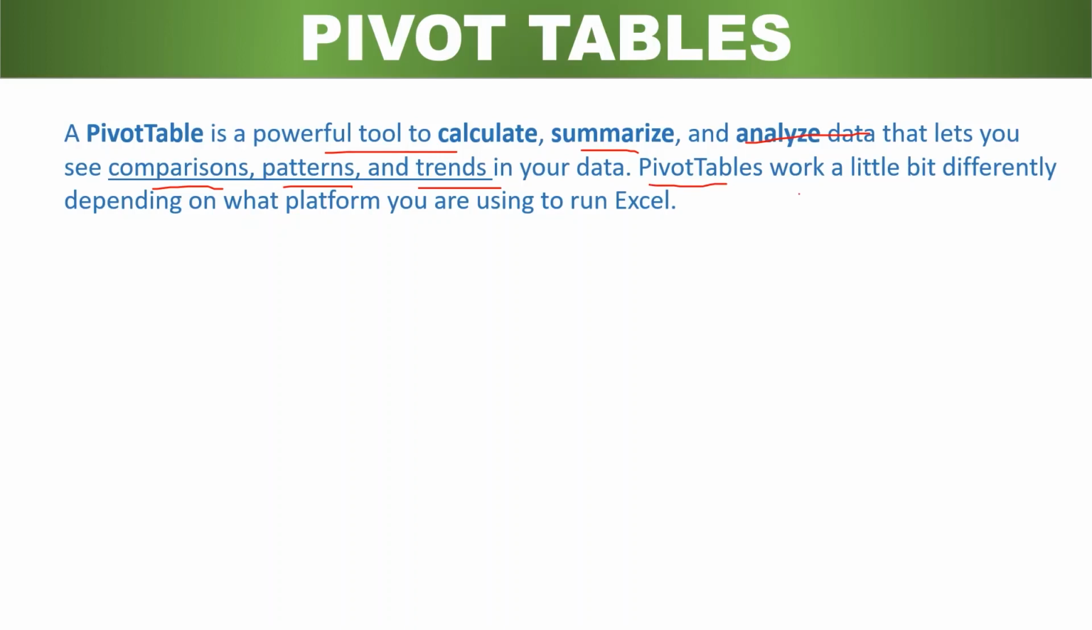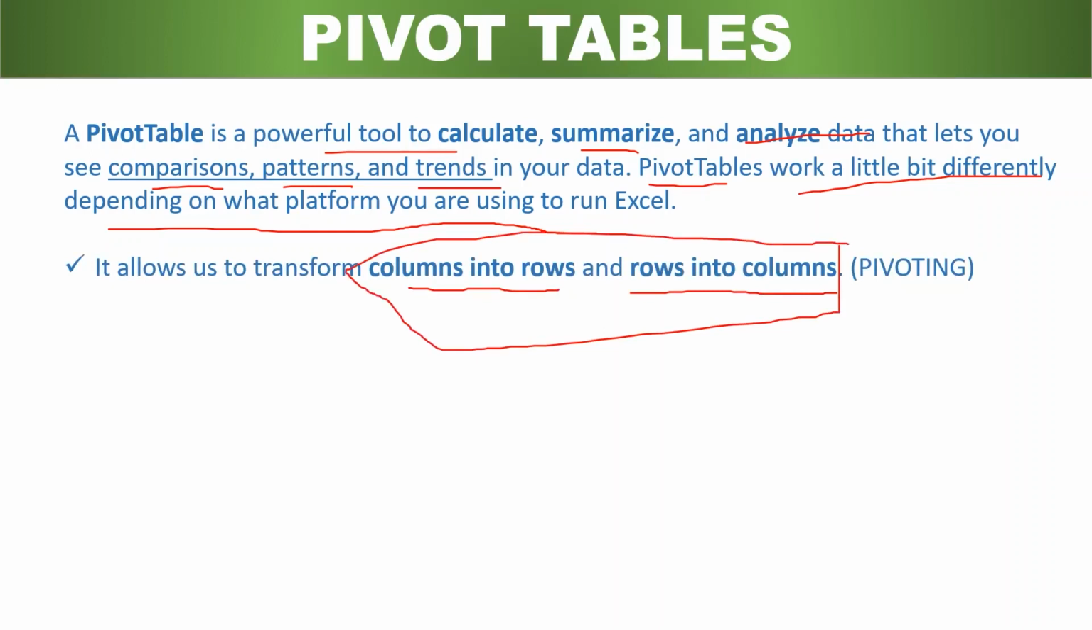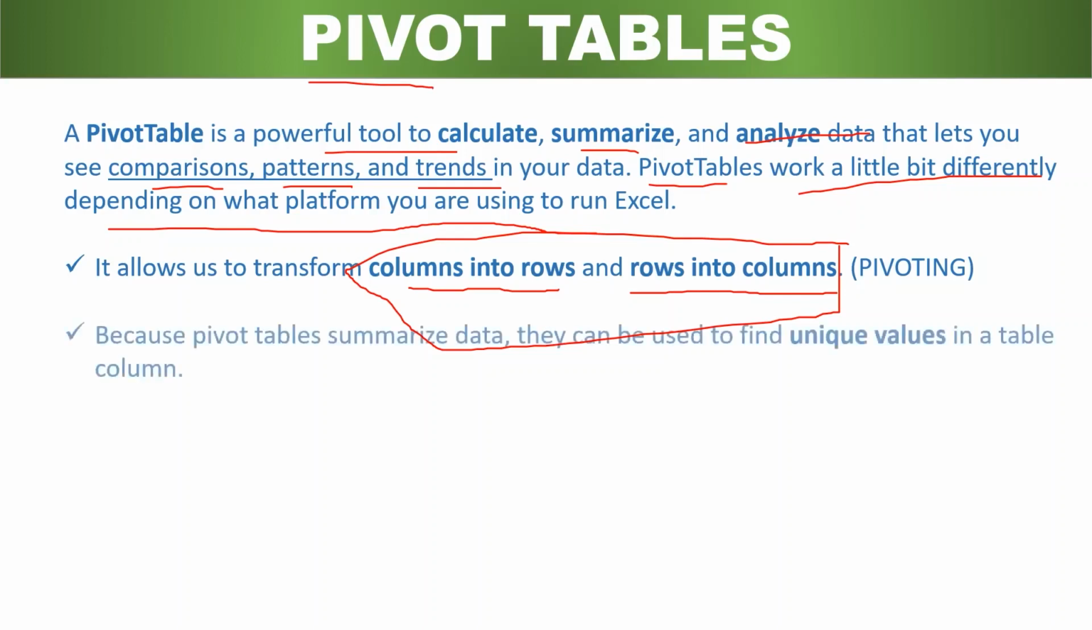Pivot tables work a little bit differently depending on what platform you're using to run Excel. It allows you to transform columns into rows or rows into columns. This is known as pivoting. So this is how the name pivot table arose. So you can transform column to rows or rows to column. This is a very important feature.